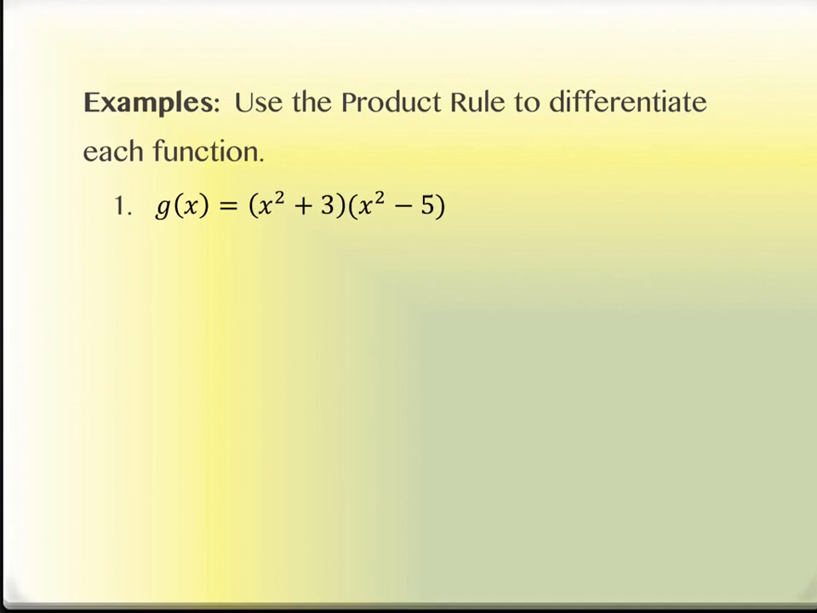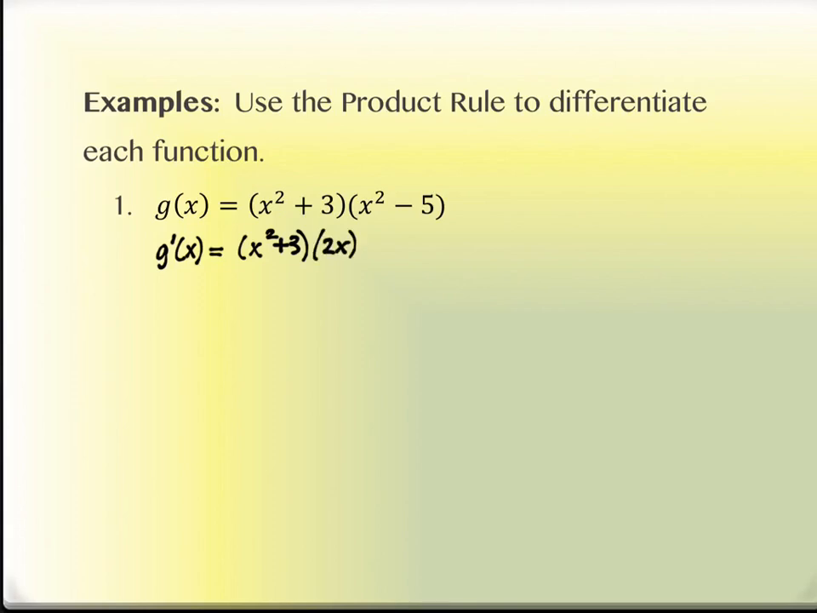So with the product rule, here's the way that we think about it. We're going to take the derivative. The first piece, in parentheses, I'm just going to drop it down and rewrite it. So this is x squared plus 3. Rewrite the first piece. And then I need the derivative of the second piece. So what's the derivative of x squared minus 5? Yeah, 2x.